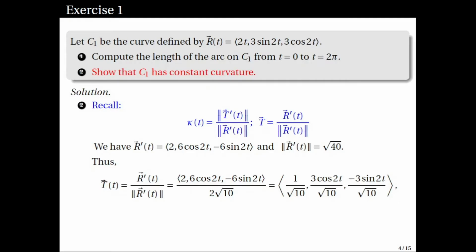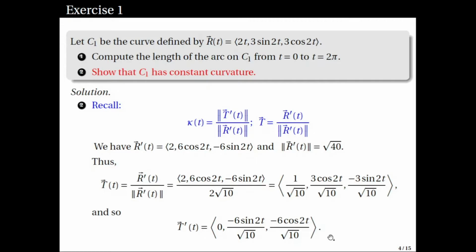Now, next we have to get T prime. So just differentiate every component of T. For the first component, this is a constant, so the derivative is 0. Here, the derivative is just 3 over square root of 10 times negative 2 sine 2t, or negative 6 sine 2t. And similarly, the third component has derivative negative 6 cosine 2t over square root of 10.